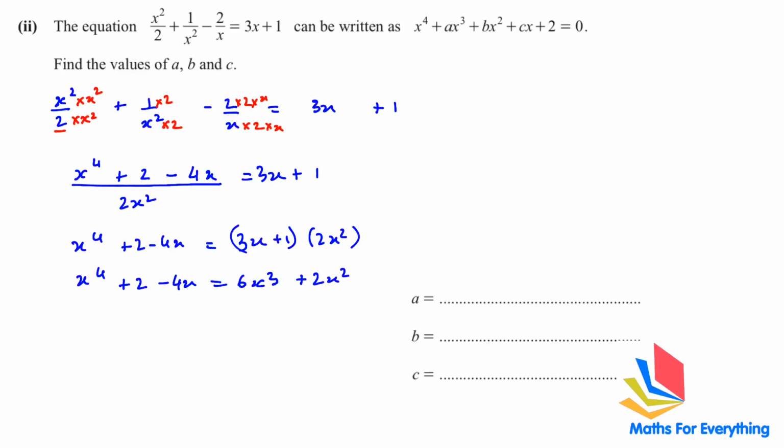Now the like terms, we will bring all the terms on one side because that's the way the equation is there. So minus 6x cubed minus 2x square minus 4x plus 2. So what is our A? Negative 6.